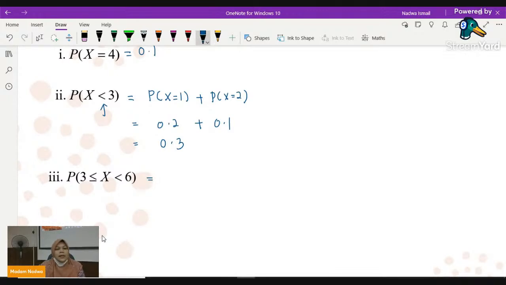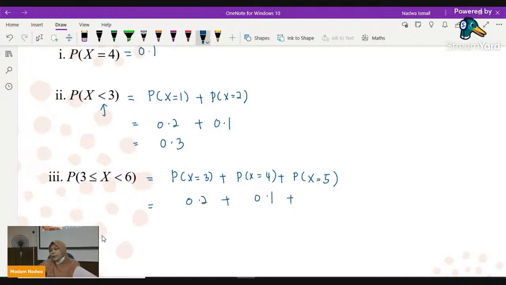So probability X between 3 and 6 but 6 not included, 3 included. So we actually want probability X equals to 3 plus probability X equals to 4 plus probability X equals to 5. So we look at the probability of each one. So 0.2 plus 0.1 plus 0.2. So the answer is 0.5.